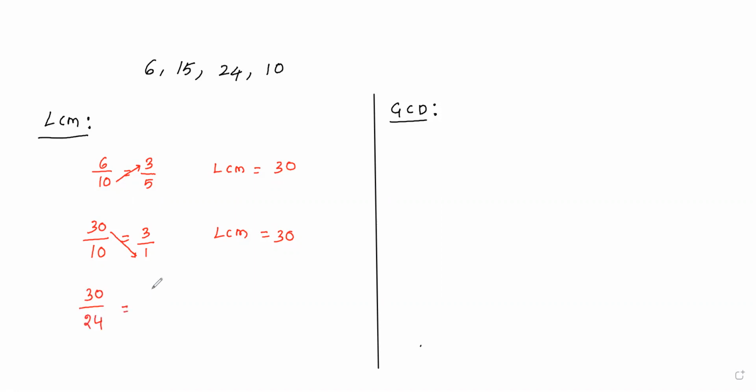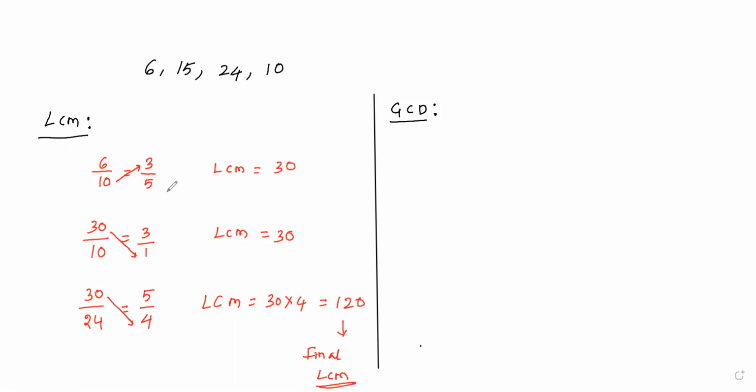Now take that LCM 30 and the remaining number, that is 24. In the 6 table, 5 times and 4 times. So the LCM becomes, this is the easiest one, 30 times 4, that is 120. Suppose any other number is there, then again we take 120 and another number. So this is our final LCM.